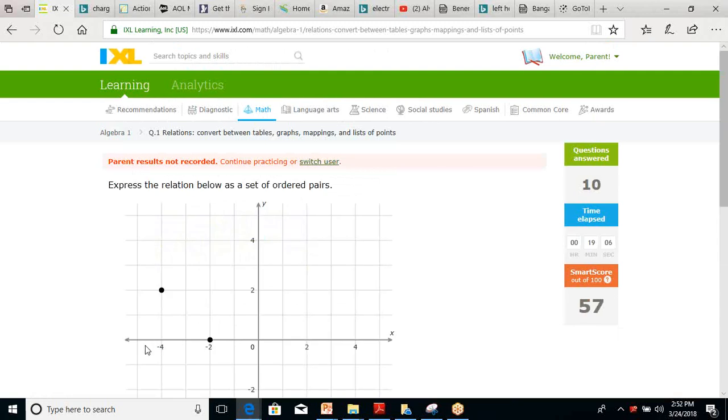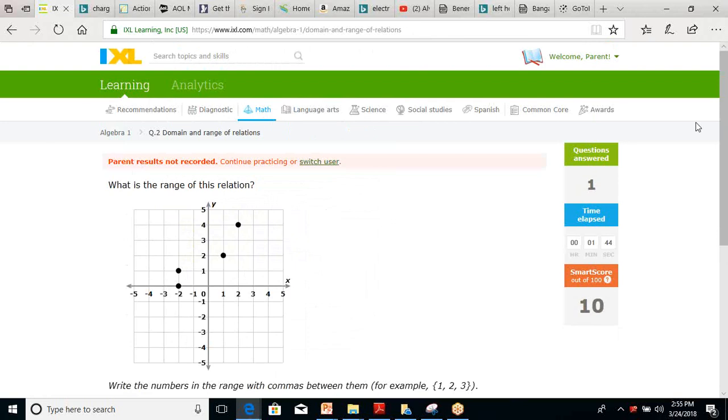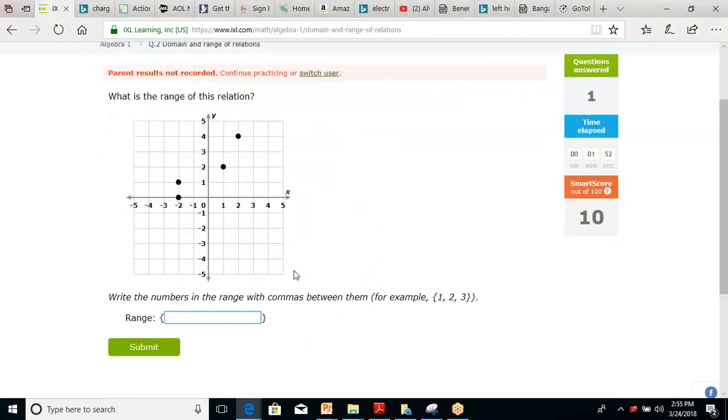All right. So let's look at this one. So write the numbers in the range with commas. So the first, when you have a point on a graph, you're going to have an X and a Y. The X is the domain and the Y is the range. So we have a series of points here. So it says write the numbers in the range with commas between them.